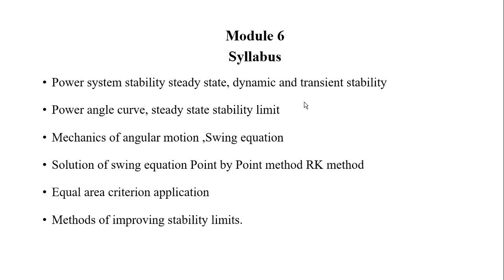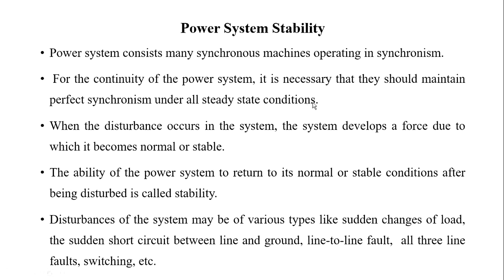So, moving on to power system stability. You may have heard the word stability in your control system. So, what is stability? A system is said to be stable if it gives a controlled output even if any disturbance occurs in the system. Such a system is said to be a stable system.